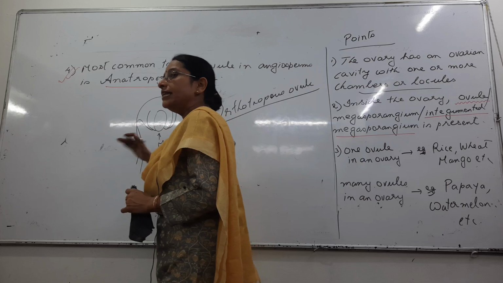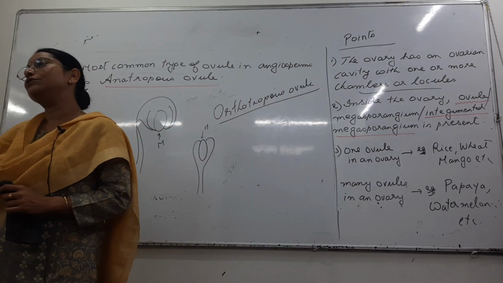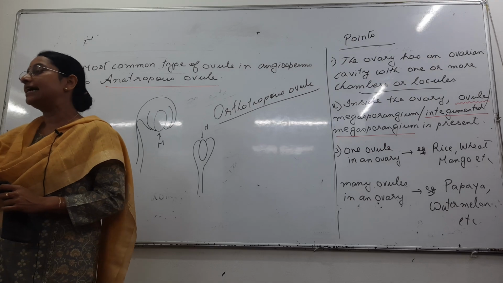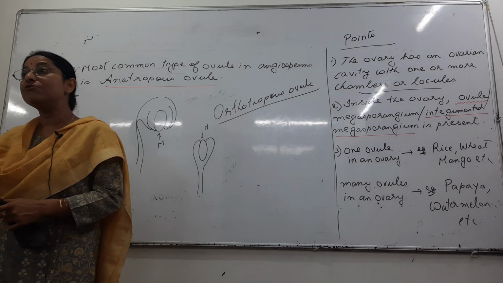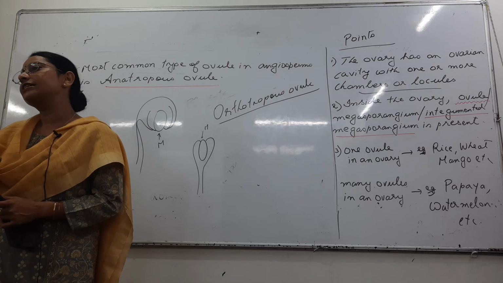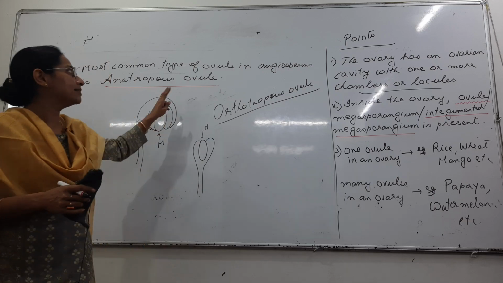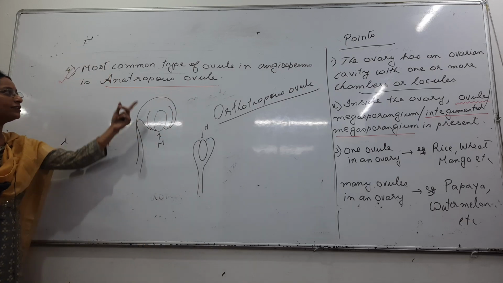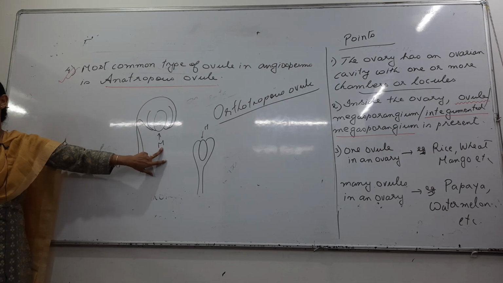So we have different types of ovules, depending on their curvature and movement: whether it is facing upwards or downwards, whether it has made a 180 degree movement, a 90 degree movement, or a 360 degree movement. Depending on that we have 6 types of ovules, and one among those is the anatropous, about which we have a slight idea. The structure looks like this.